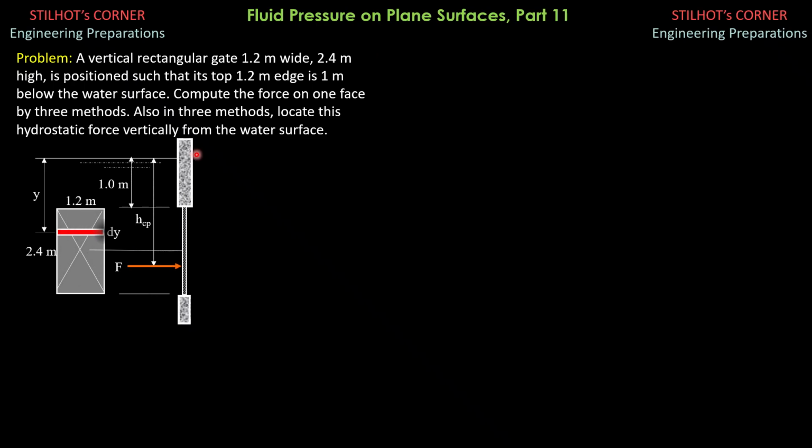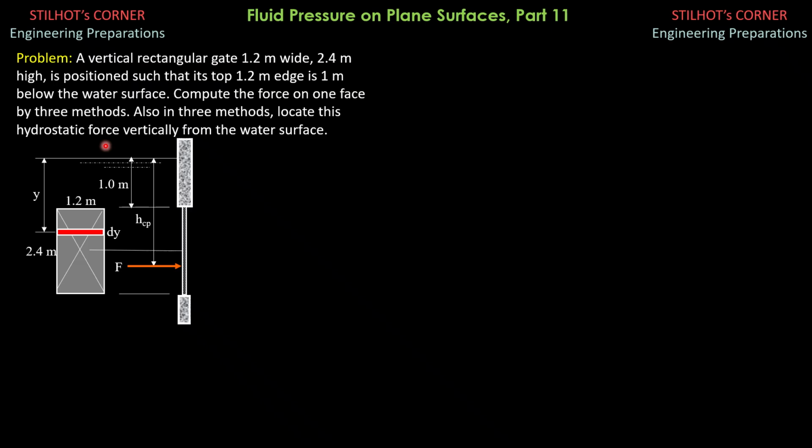So this is the figure, and this is the gate, which has one side in contact with water, and this is the water surface, which is 1 meter above the top 1.2 meter edge. So I'll present three solutions. One using the formula, because this is a simple case: there's only one liquid, and the water surface is exposed to atmospheric pressure, which is zero gauge pressure.